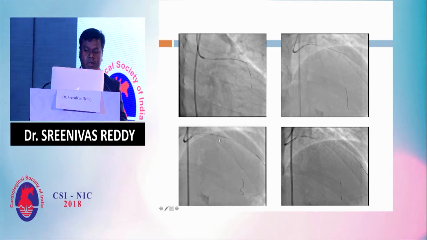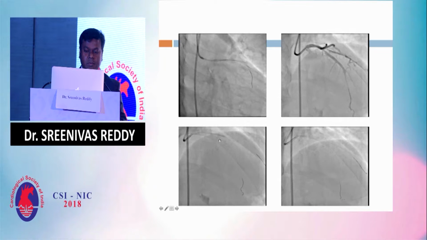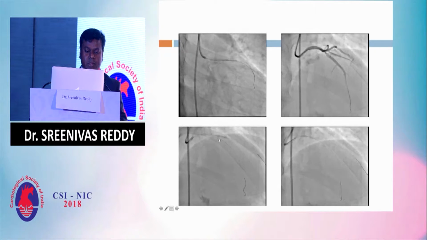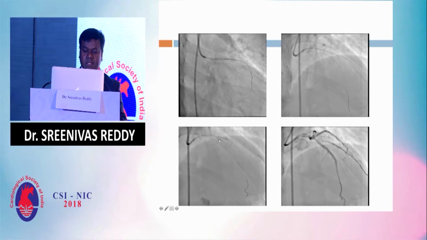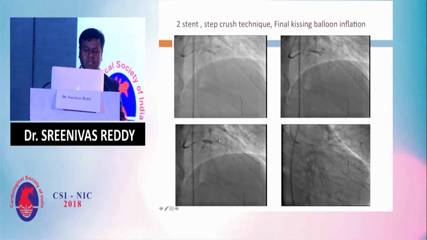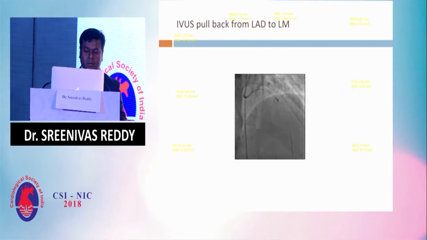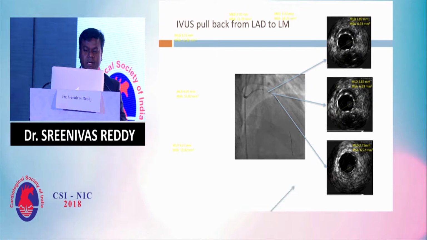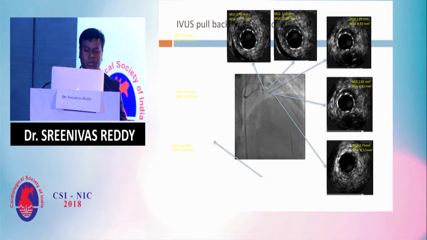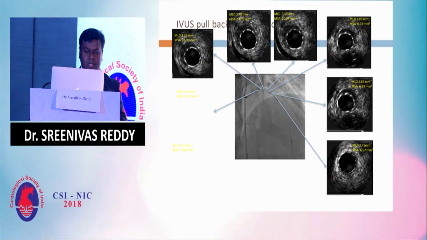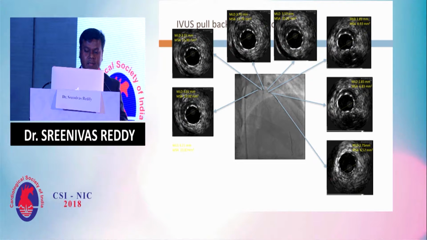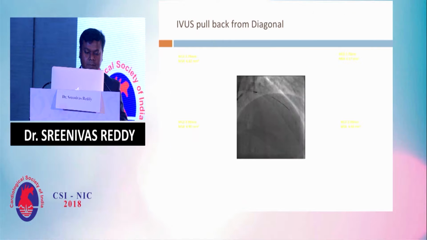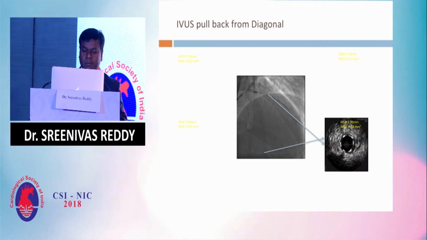Then 2 wires were placed after dilating the proximal LAD, just wanting to keep it open, but unfortunately there was a dissection in the diagonal, so it was converted into a 2 stent technique. After finishing the procedure, IVUS of the LAD was taken. You can see there is a good luminal expansion, with an MLA of more than 10 in the ostial LAD. Then I pulled back from the diagonal.